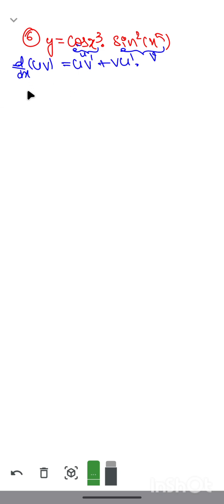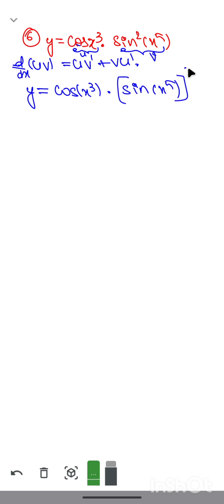Clear? If you want, you can rewrite the function like this: cos of x cube into (sine of x power 5) whole power 2 we can write. Because we all know very well that sine power n theta can also be rewritten as (sine theta) to the power n.